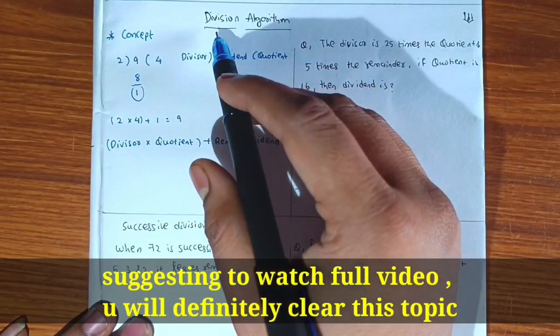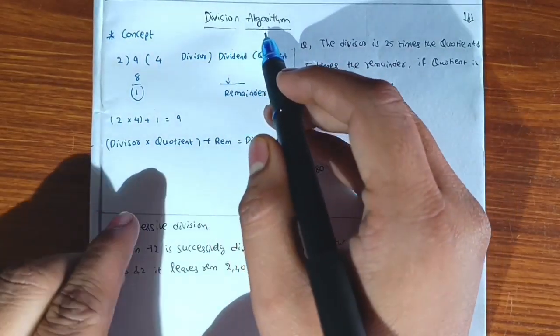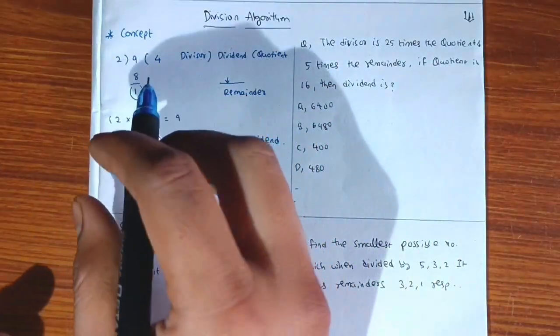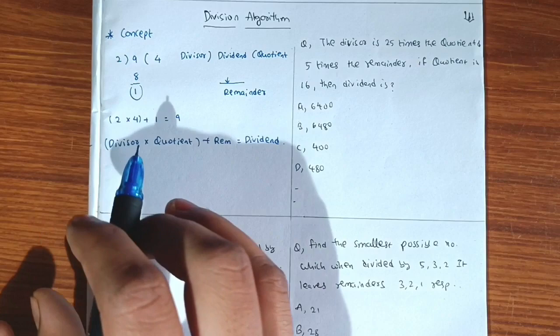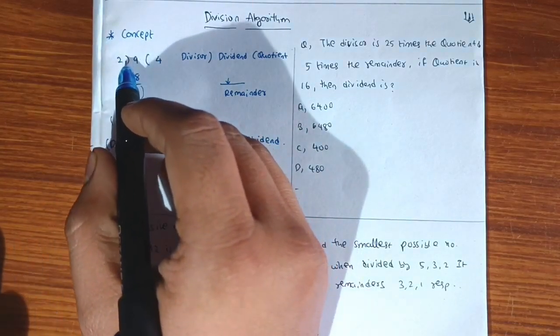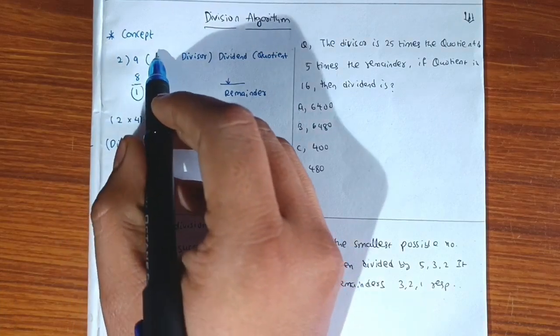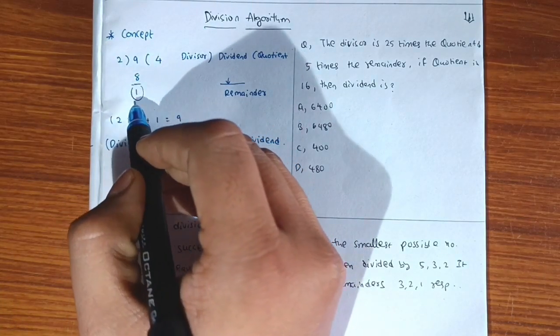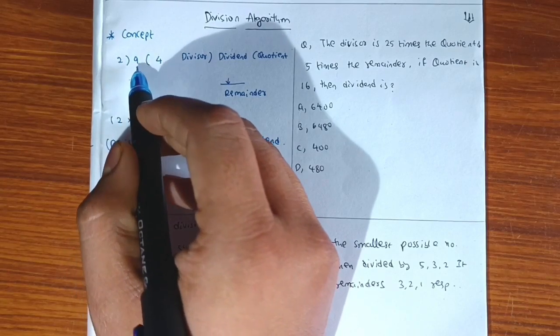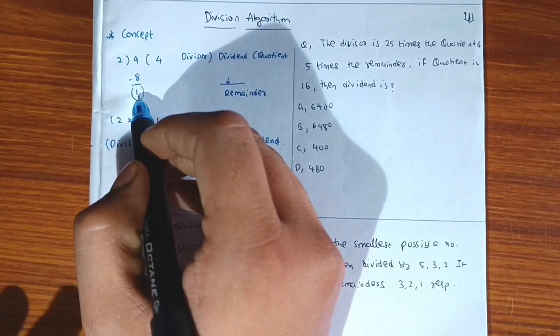In this video, we are going to see the division algorithm. Very first, let us start with the concept. I have taken a very simple example: whenever 9 is divided by 2, the quotient will be 4 and the remainder will be 1, like 2 fours are 8 and 9 minus 8 is 1.